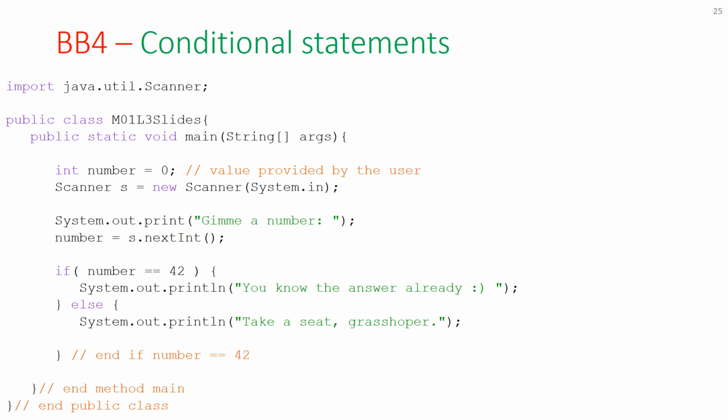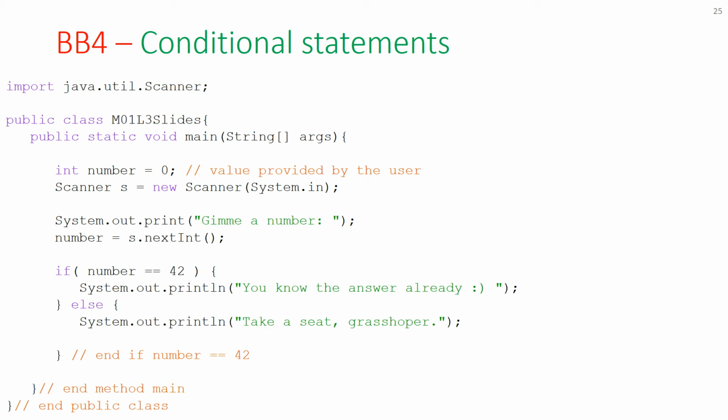Conditional statement, there is a syntax here, okay? So in this case, we have a little program with a number equal to 0 that's going to be provided by the user. We have a scanner. We ask the user, give me a number. So it's pretty much what we are doing, right? Number equal s.nextInt.